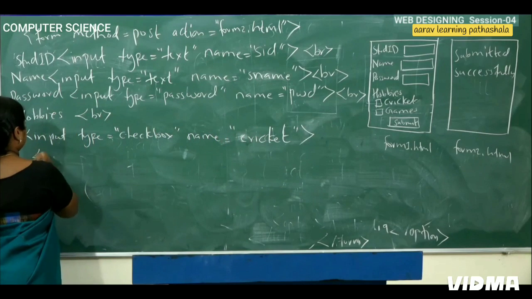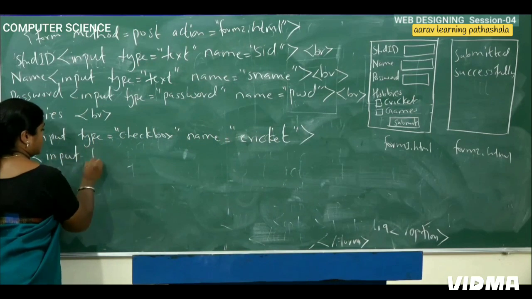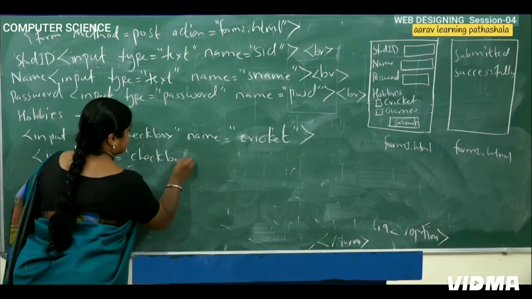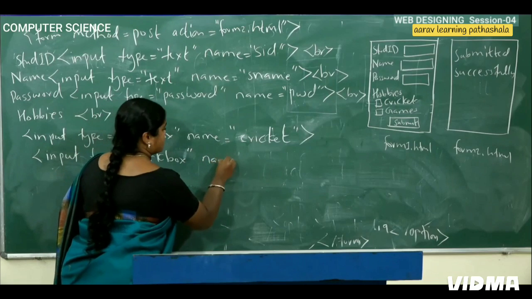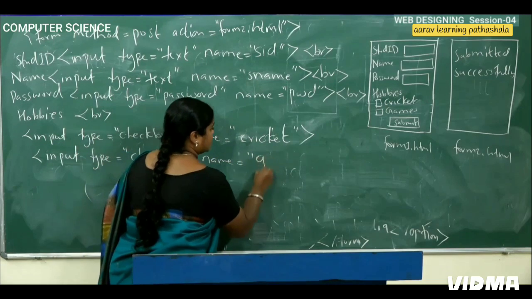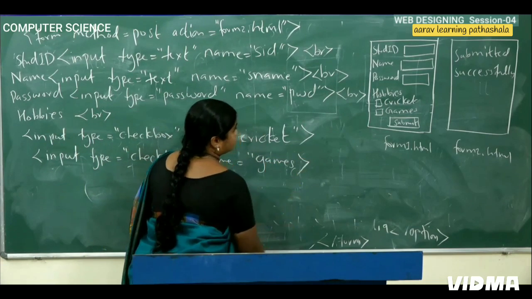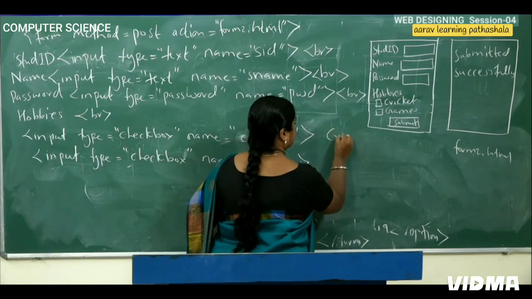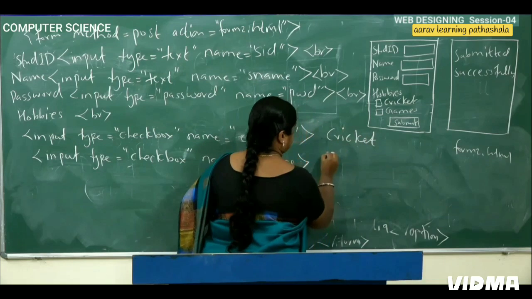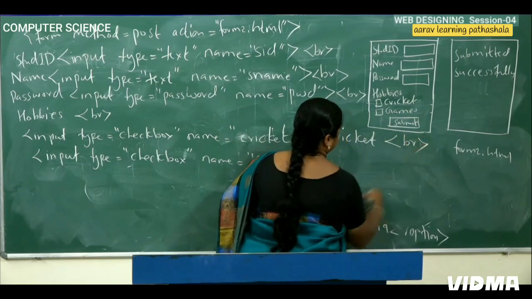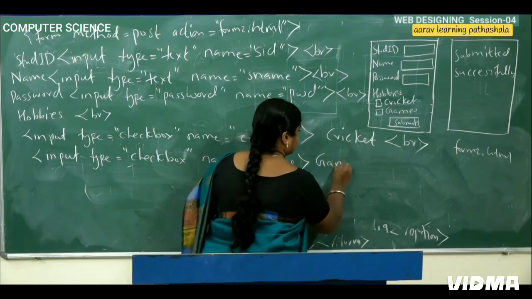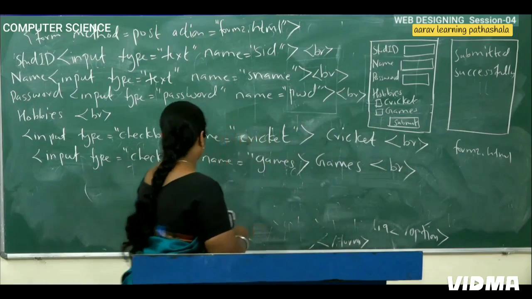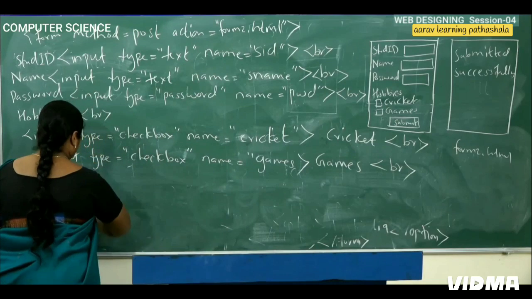Then in the next line we have to display it as, name is equal to games. So here it has to come as cricket. Here it should go to the next line, so BR has to come, then again games, then BR, then at the end the submit button should come.